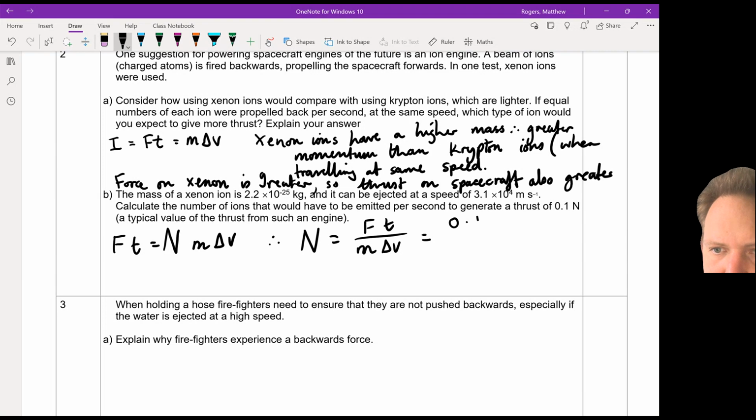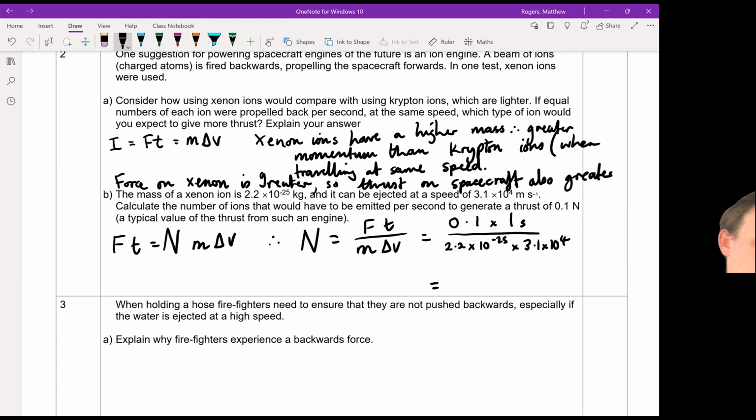So the force is 0.1 newtons. The time, it tells us, is 1 second. We're looking at the number emitted per second. The mass is 2.2 times 10 to the minus 25, and their change in speed is 3.1 times 10 to the 4, giving us the number as 0.1 divided by 2.2 times 10 to the minus 25 multiplied by 3.1 times 10 to the 4, which is 1.5 times 10 to the 19.